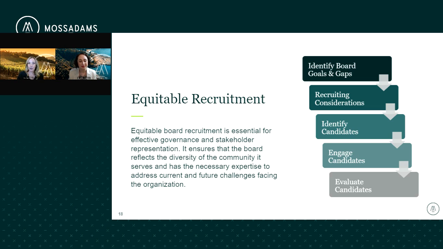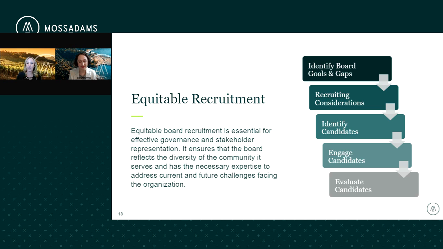We also want to talk through what each of these recruitment steps looks like all the way through the process, and making sure that that is equitable, and ensuring that the board reflects the diversity of the community it serves and has the necessary expertise to address future challenges of the organization. So we're going to talk through some of these.